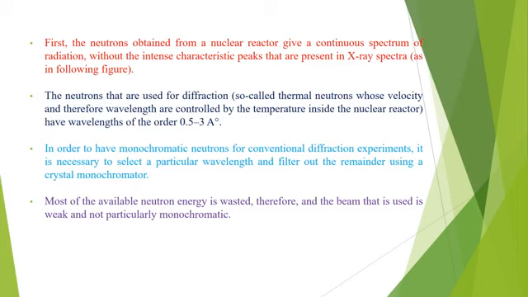In order to have monochromatic neutrons for a conventional diffraction experiment, it is necessary to select a particular wavelength and filter out the remainder using a crystal monochromator. Most of the available neutron energy is wasted. Therefore, the beam that is used is weak and not particularly monochromatic.